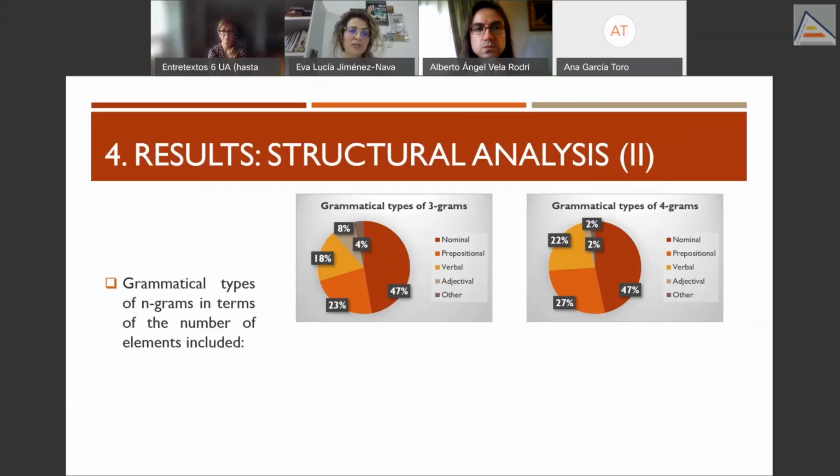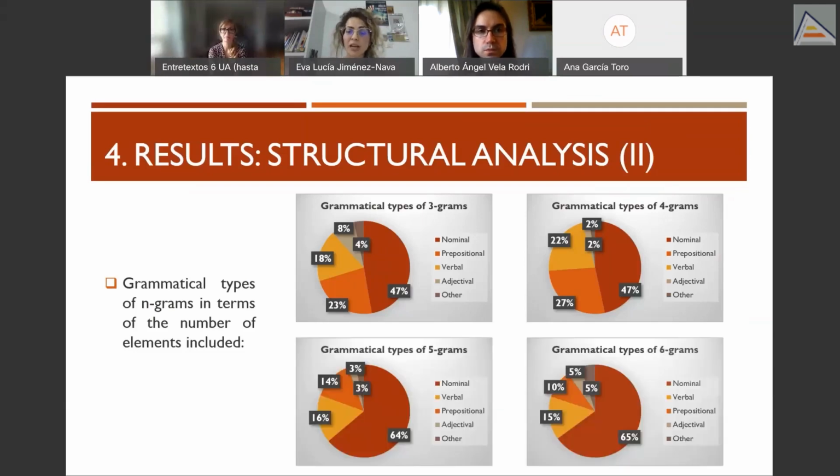So we find first nominal phrases, which occupy almost half of the total, and then they are followed by prepositional phrases, verbal phrases, and the other 2 I told you were not very common. But when I focused on longer grams, like 5 grams and 6 grams, I discovered that nominal were also the most recurrent ones, but here they occupied even more than half of the total.